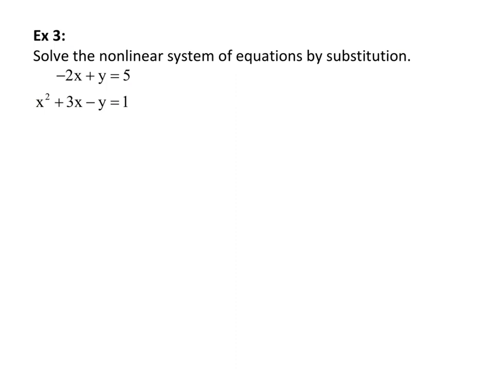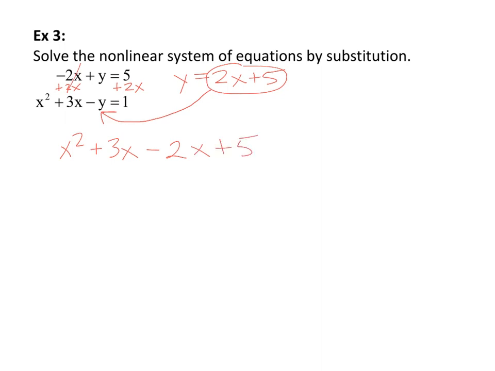All right, solve the non-linear system of equations by substitution. Let's see. I'm going to add 2x here, and then I'll isolate y. Now let's substitute this in for y. So I get x squared plus 3x minus 2x plus 5 equals 1. Now I intentionally made a little error here, and it's one that I often see students make.